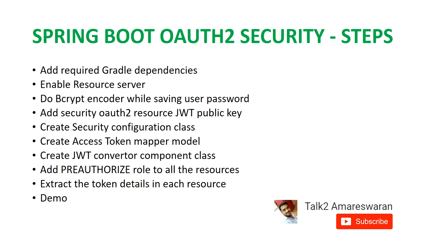Next is to create the access token mapper model. After decrypting the access token, the access token has some other attributes such as first name, last name, user type. Those kinds of information we are going to map into one of the Java models. So that model represents the access token mapper model.